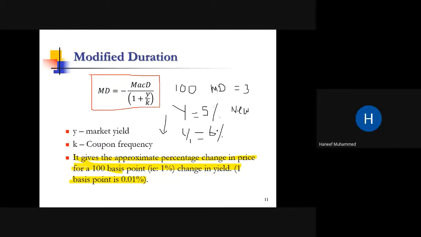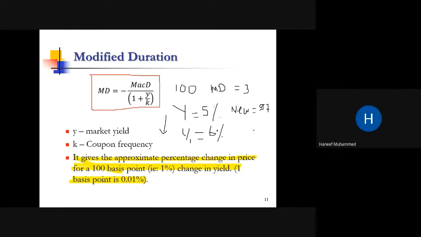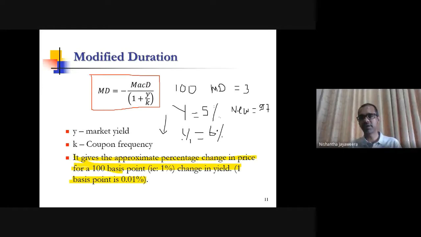Original price was 100. Now what's the new price? Yes, when the yield is 5%, the original price is 100 and modified duration is 3. Now the yield moves to y1, 6%. What would be the new price? It should be 97, because the price decreased by 3%. How did you know that is a decrease? Because the yield increased, the price decreased.